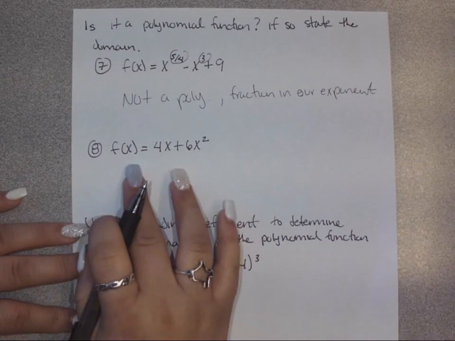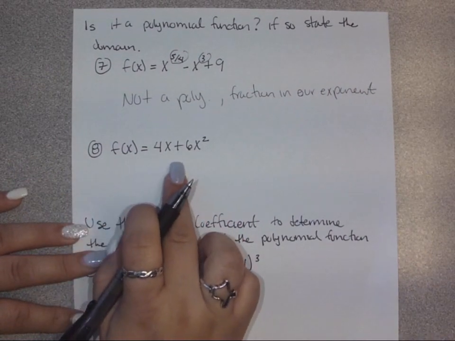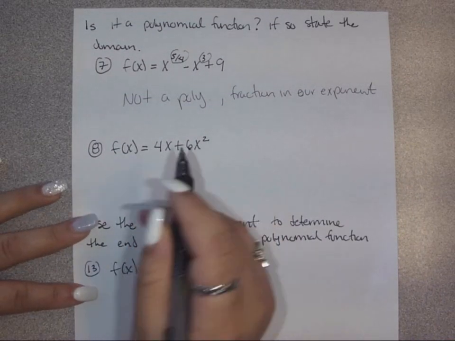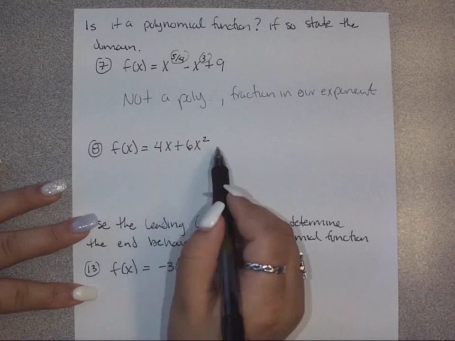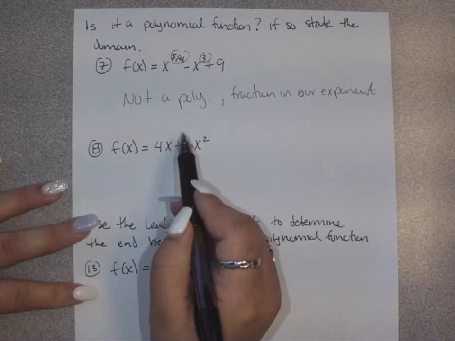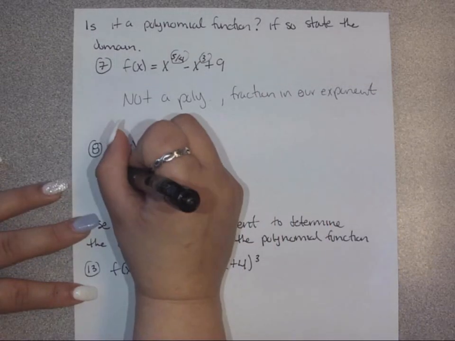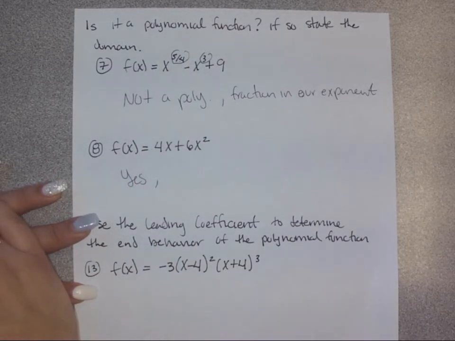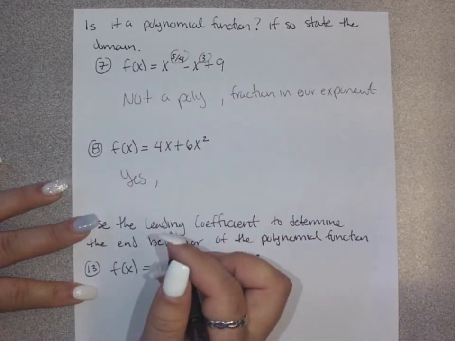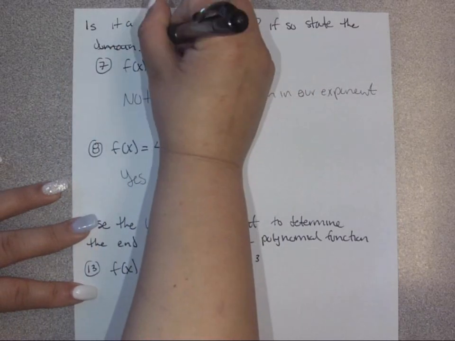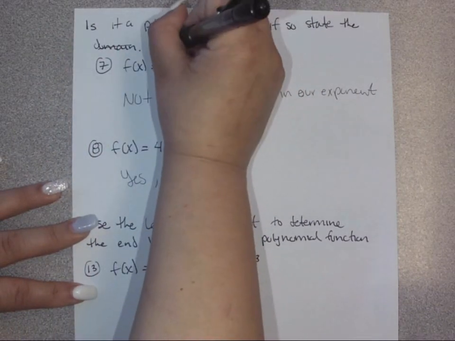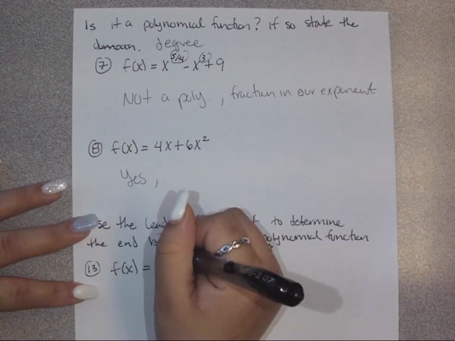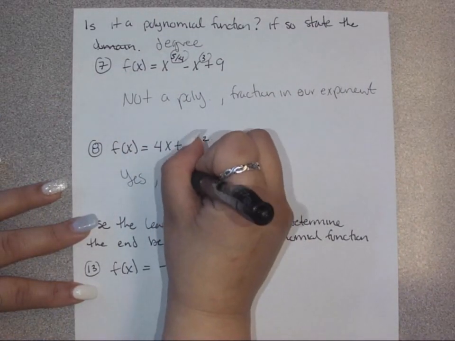Now if we look at the function f of x equals 4x plus 6x squared, well, it doesn't have fraction exponents, it doesn't have any negative exponents, and it doesn't have any absolute value. So we can make the conclusion that yes, it's a polynomial. If it's a polynomial, we have to state, not the degree, let me correct that. I put domain, but we should state the degree of the polynomial. So we try to state the degree of the polynomial.